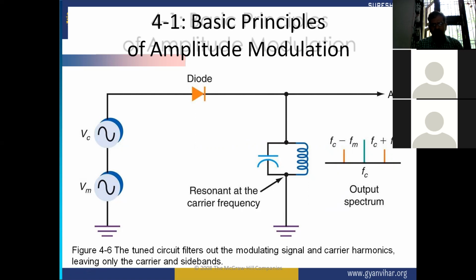That is the parallel combination of the inductor and capacitor. So the output of this modulator circuit is in the form of a spectrum. The spectrum has two sidebands, the lower sideband and the upper sideband. The upper sideband is Fc plus Fm and the lower sideband is Fc minus Fm. So this is the tuned circuit filter modulator for amplitude modulation systems.